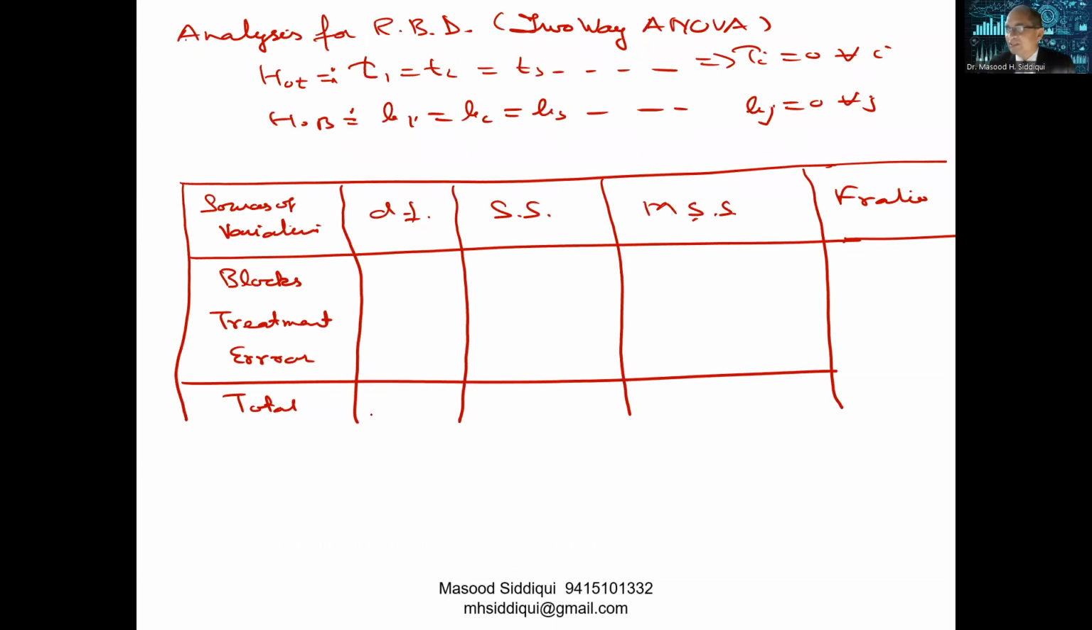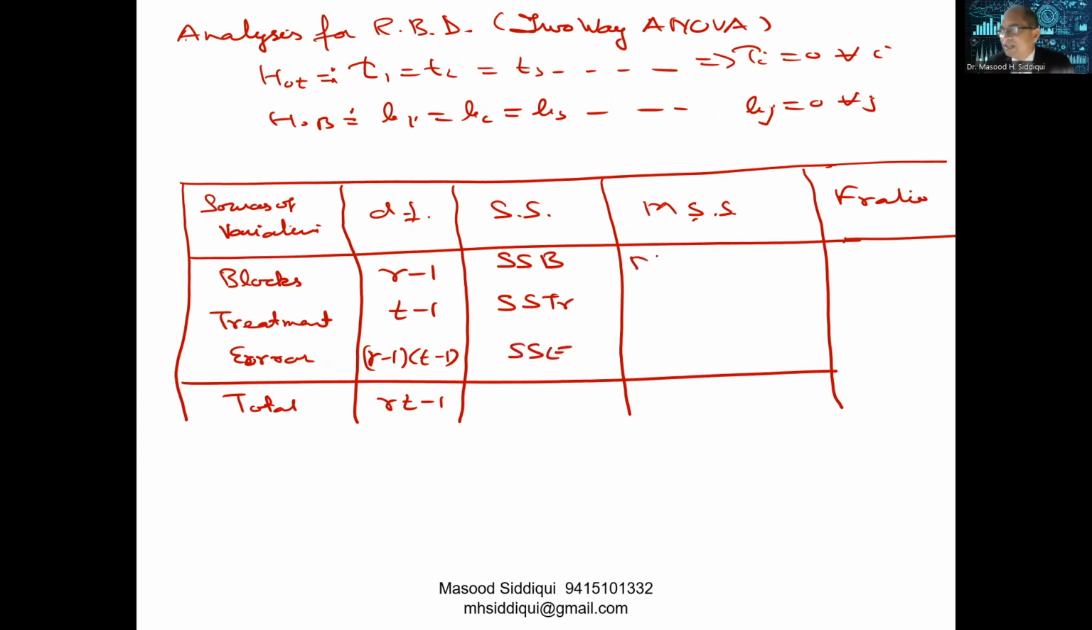The total degrees of freedom would be RT minus 1. Now the blocks degrees of freedom would be R minus 1. For the treatment, we have T minus 1. And for the error, we have RT minus 1 minus (R minus 1) minus (T minus 1). Upon solving, you will get (R minus 1) into (T minus 1). So these are the degrees of freedom for the error. We have the sum of squares due to blocks, SSB. We have SSTR. We have SSE.